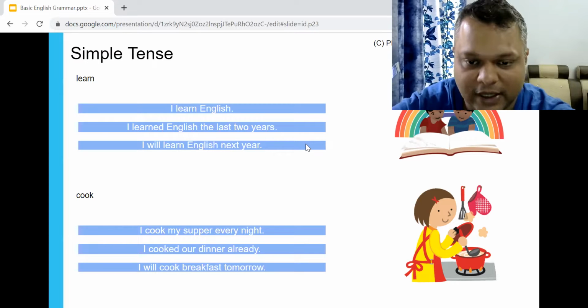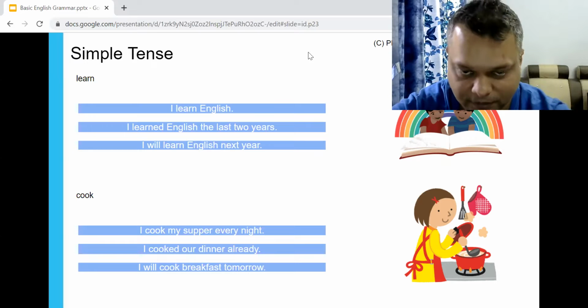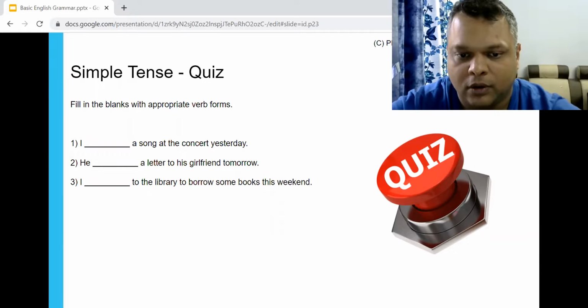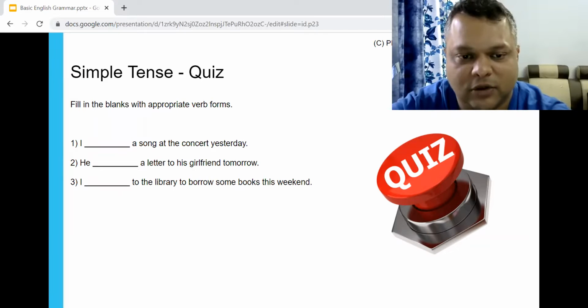Okay, this is also very simple. I guess you guys don't have any doubts on this as well. But if you do, let me know. Otherwise, we can move on to the quiz. Okay, how about you guys? If you don't have any doubts, let's do this quiz quickly.